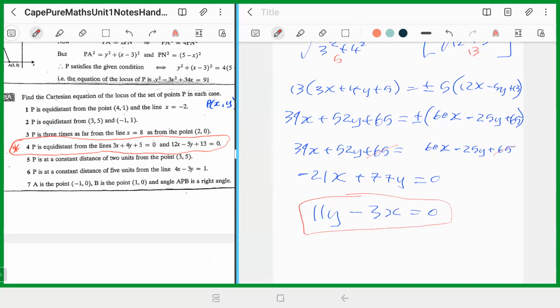The other line now is with this minus. We're going to use a minus. Here's when we used a plus a while ago, but now we're going to use a minus. So I'm going to copy the same equation, and I'm going to use a minus.